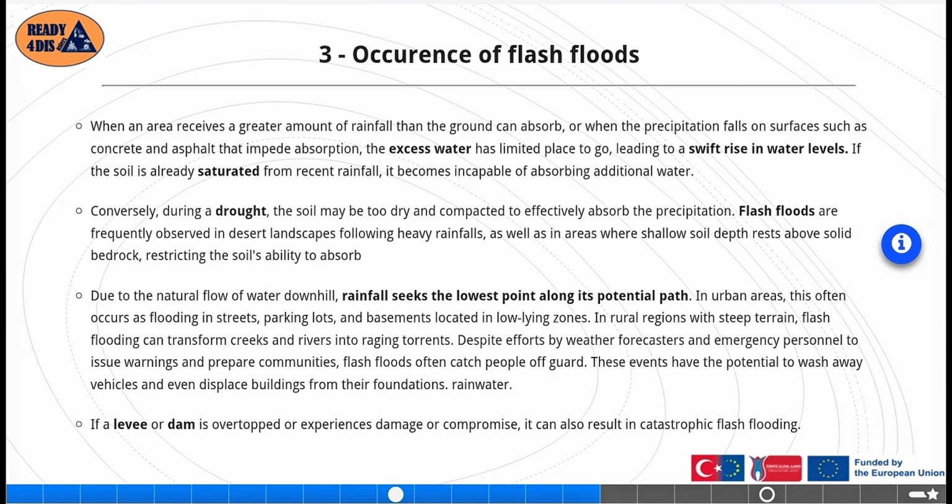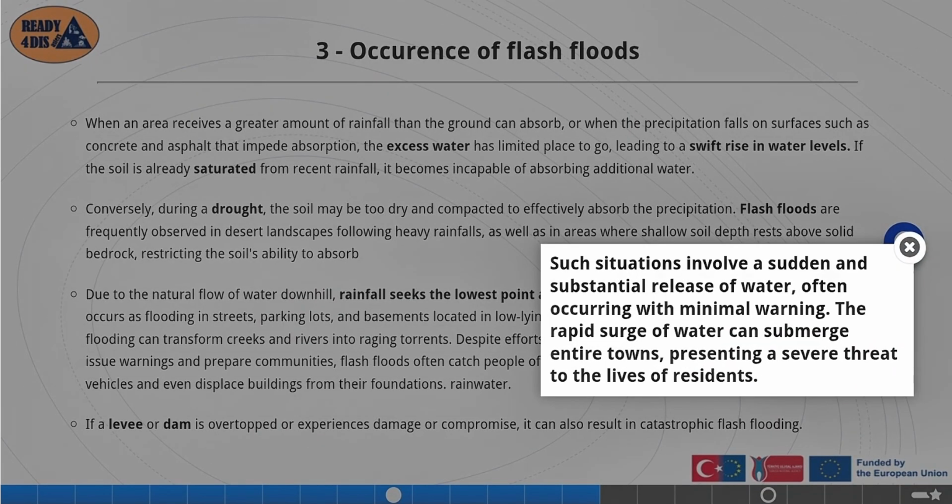Despite efforts by weather forecasters and emergency personnel to issue warnings and prepare communities, flash floods often catch people off guard. These events have the potential to wash away vehicles and even displace buildings from their foundations. If a levee or dam is overtopped or experiences damage or compromise, it can also result in catastrophic flash flooding. Such situations involve a sudden and substantial release of water, often occurring with minimal warning. The rapid surge of water can submerge entire towns, presenting a severe threat to the lives of residents.